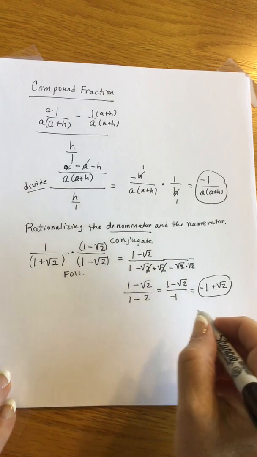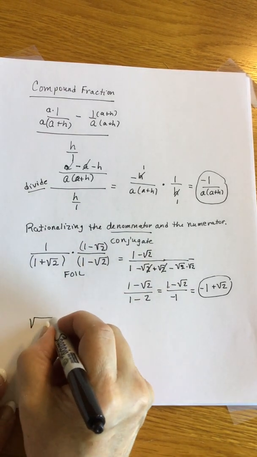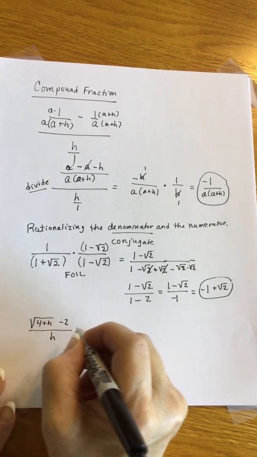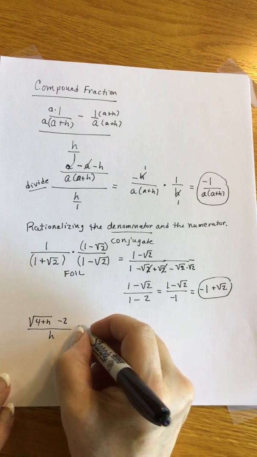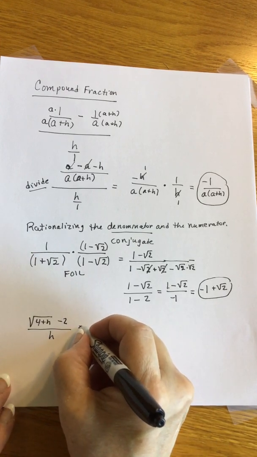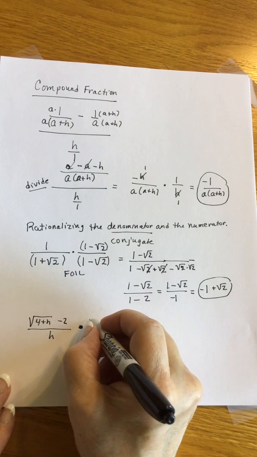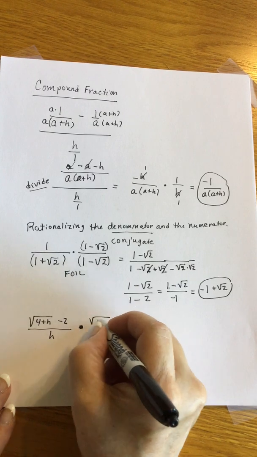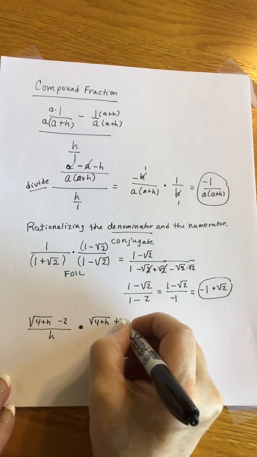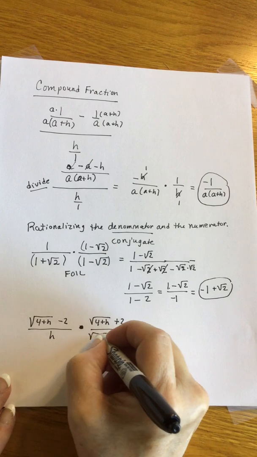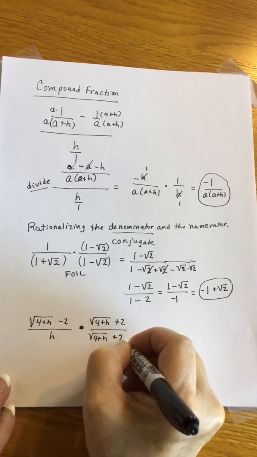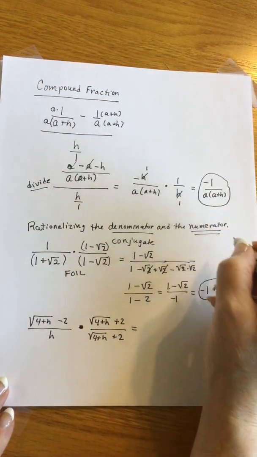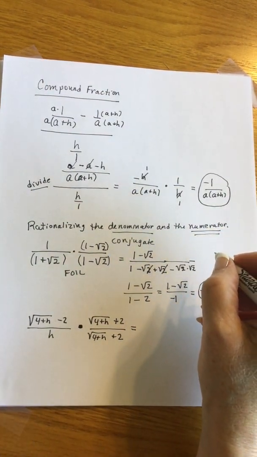So now we're going to do the same thing with rationalizing a numerator. So I have square root of 4 plus h minus 2 over h. So now I'm going to again multiply by the conjugate, which in this case would be the opposite of this one. So we get square root of 4 plus h plus 2 over square root of 4 plus h plus 2. Now, rationalizing the numerator, we don't do that as much. So in this case, we're trying to get the radical out of the numerator.